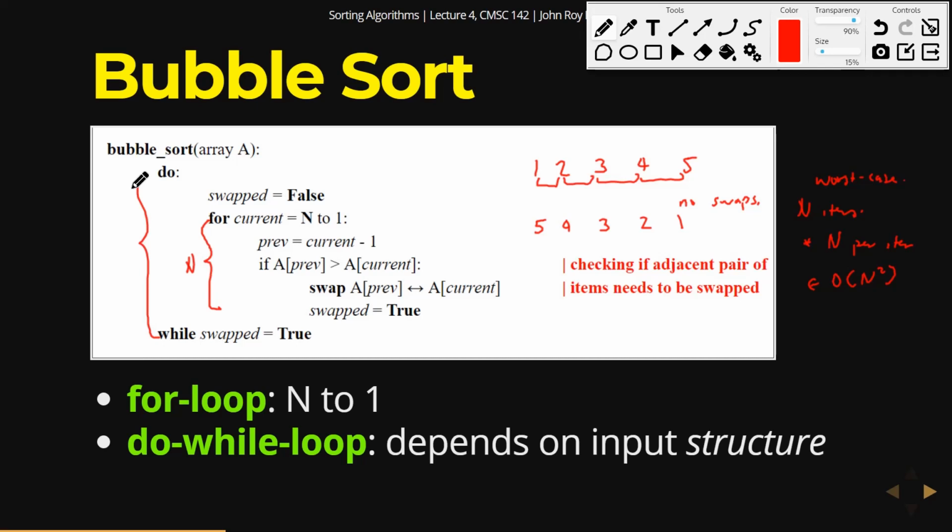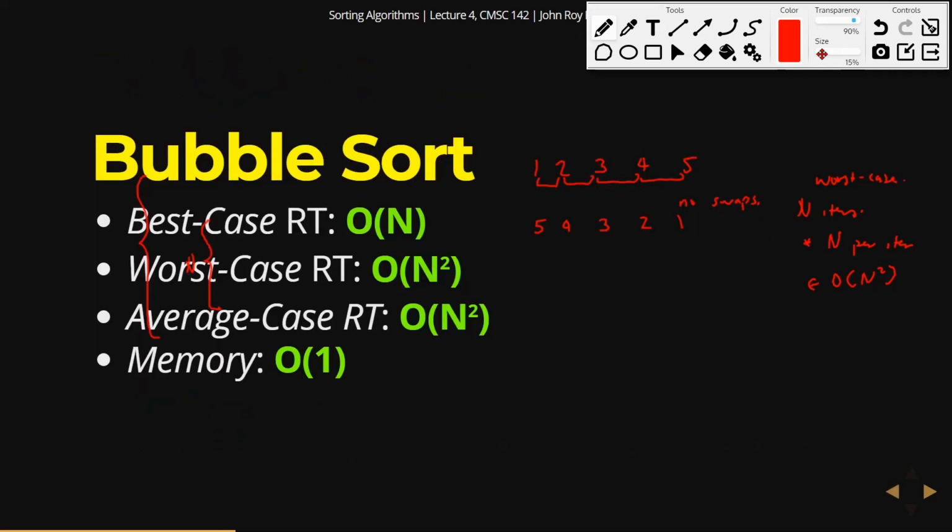Okay, so that is the analysis of bubble sort. Best case again is O of n, and that is if it's already sorted, because you'll only have to go through one round and find out that no swaps are needed because it's already sorted. So n adjacent pairs times one round makes it O of n, right?